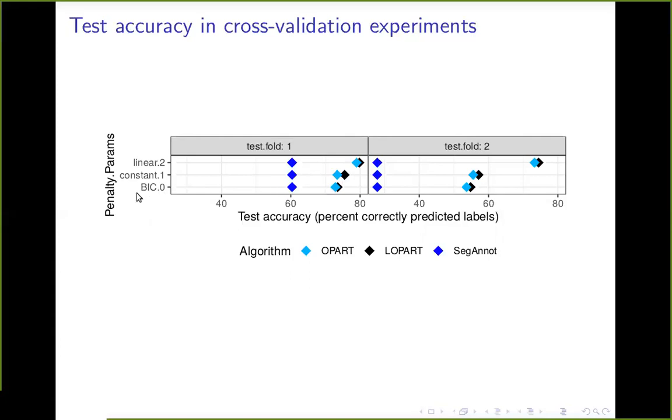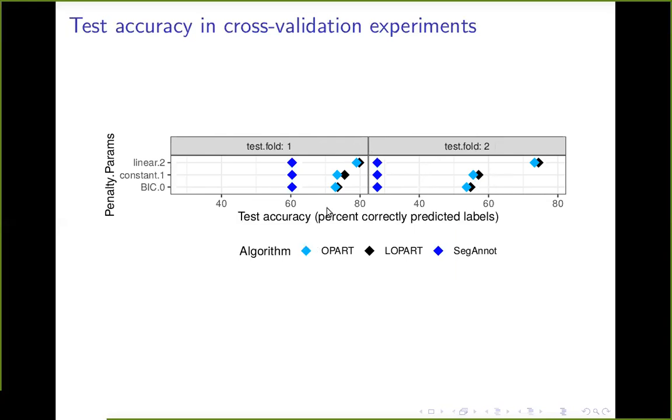Here, I'm not going to go over all the details, but we're using 3 different penalty learning strategies. The big strategy has 0 learned parameters. The constant strategy has 1 learned parameter, and the linear strategy has 2 learned parameters. Using all of these different penalty learning strategies, we see that the test accuracy has the same kind of trends across 2 different test folds. These are the 2 different panels here.